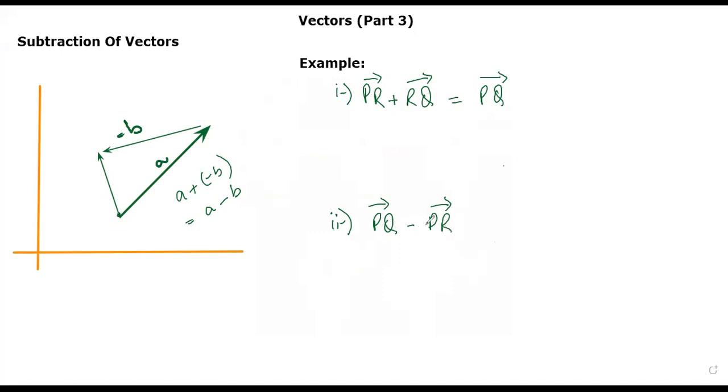So for this, firstly, we need to change the PR into RP. What is the purpose of this? Let me tell you. PQ minus, whenever we change the direction, it will become negative obviously, so RP. Now minus minus will be positive, and RP. Now I can write it like RP plus PQ. Now again P and P will be cancelled, so the resultant vector will be RQ.